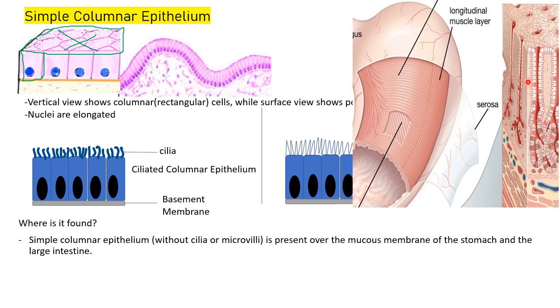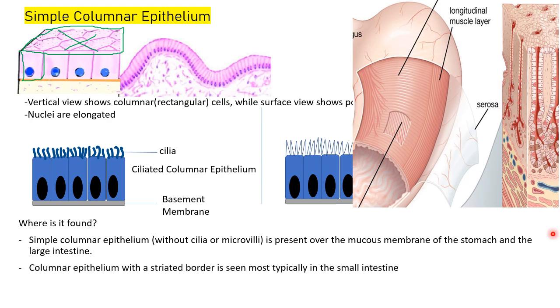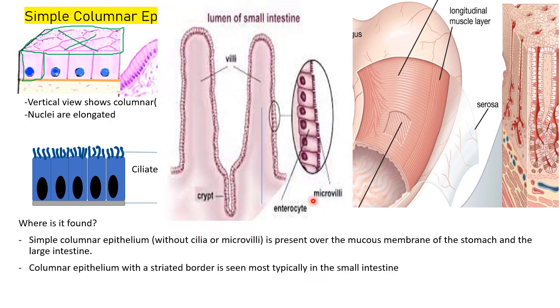As you can see here, this is a diagram showing that. It is lined by simple columnar epithelium without cilia or microvilli. Please take note of that. Then columnar epithelium with a striated border, meaning it contains microvilli, is mostly found in the small intestine. There it has microvilli for efficient absorption of food nutrients. Then with a brush border, it is found in the gallbladder.